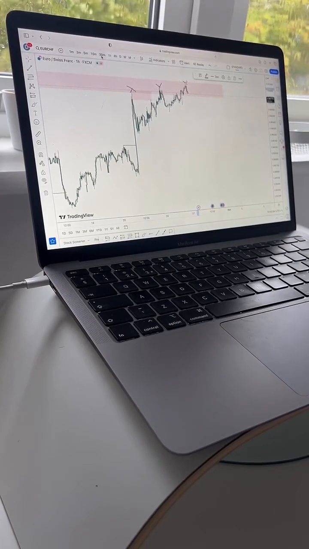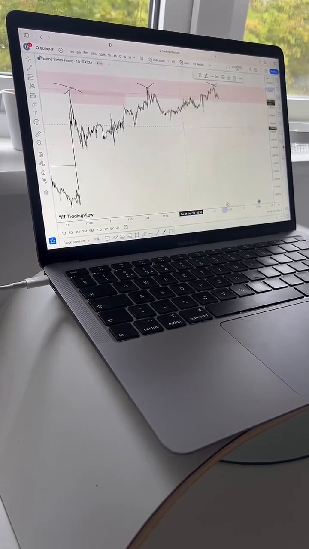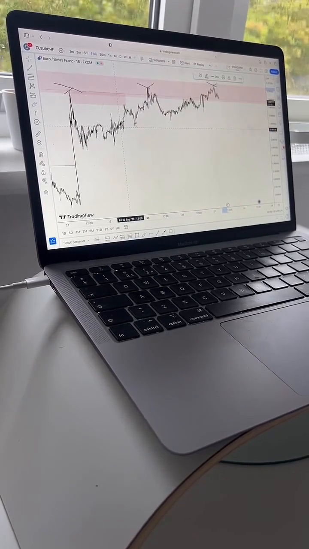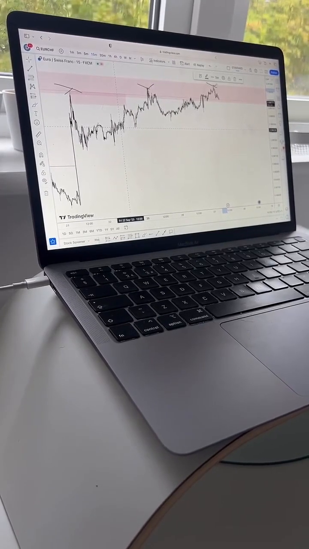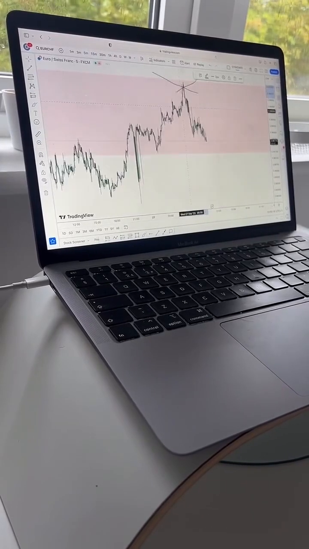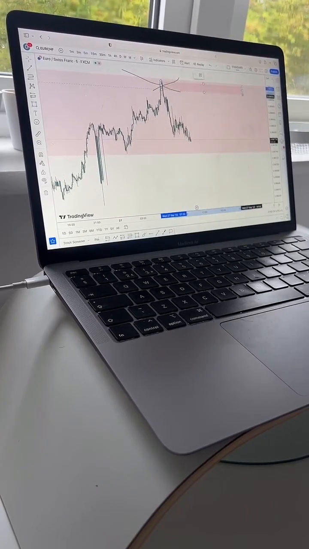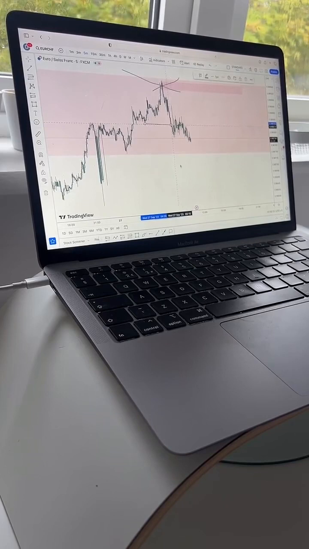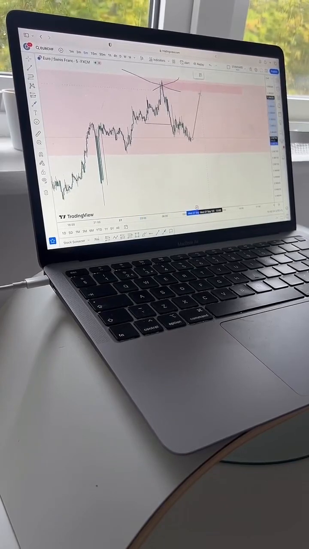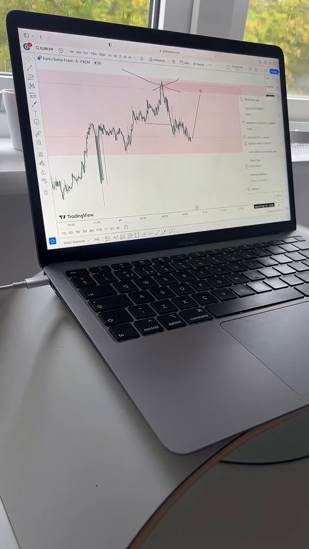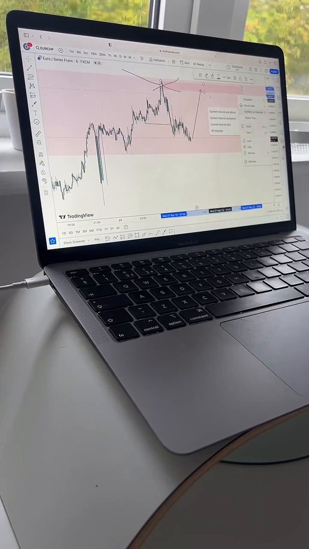Now the targets were small as we're taking rejection levels, so we're not really going with the trend. Next entry will be at the top here when the market comes back again on a smaller time frame. So we entered a higher time frame zone, showed that we want to go lower, so next entry is here. You can set alerts on your levels where you want to enter.